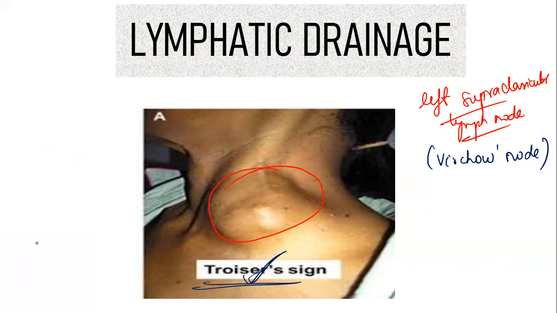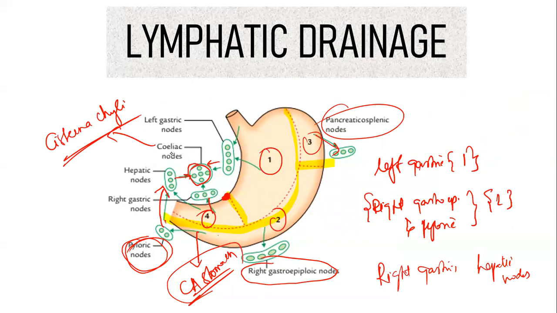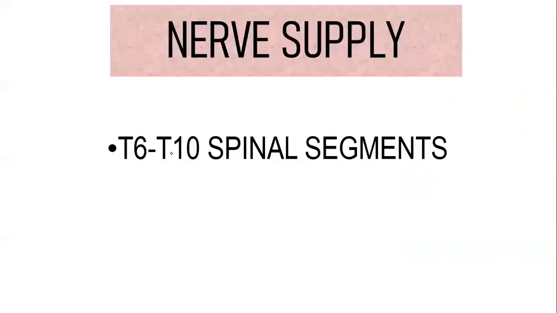So whenever a patient has carcinoma stomach, the cancerous cell through lymphatic spread can reach the Virchow's node, and there is swelling of the Virchow's node. That is called Troisier's sign. So if you want to know about Troisier's sign, you have to know about Virchow's node. If you want to know about Virchow's node, you have to know about the lymphatic drainage of the stomach. Only if you know all these, you can probably think of CA stomach. So it is very important. I hope you are clear with the lymphatic drainage. This diagram should be drawn if it is asked in the exams.